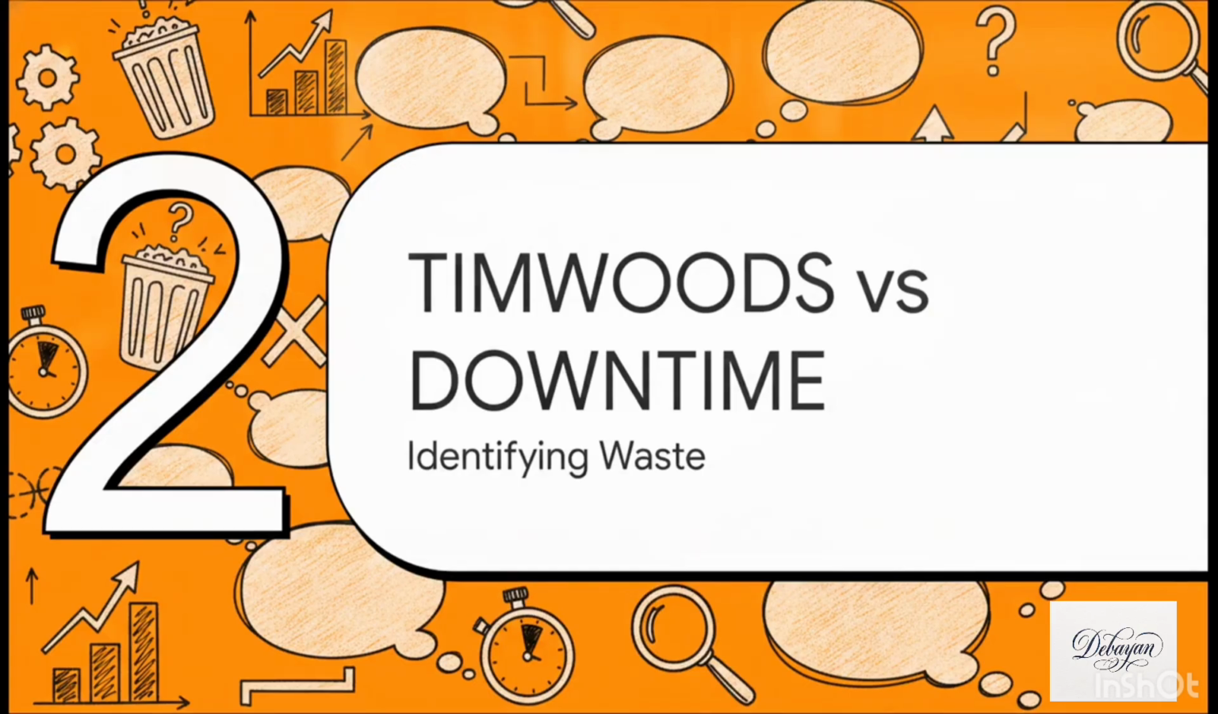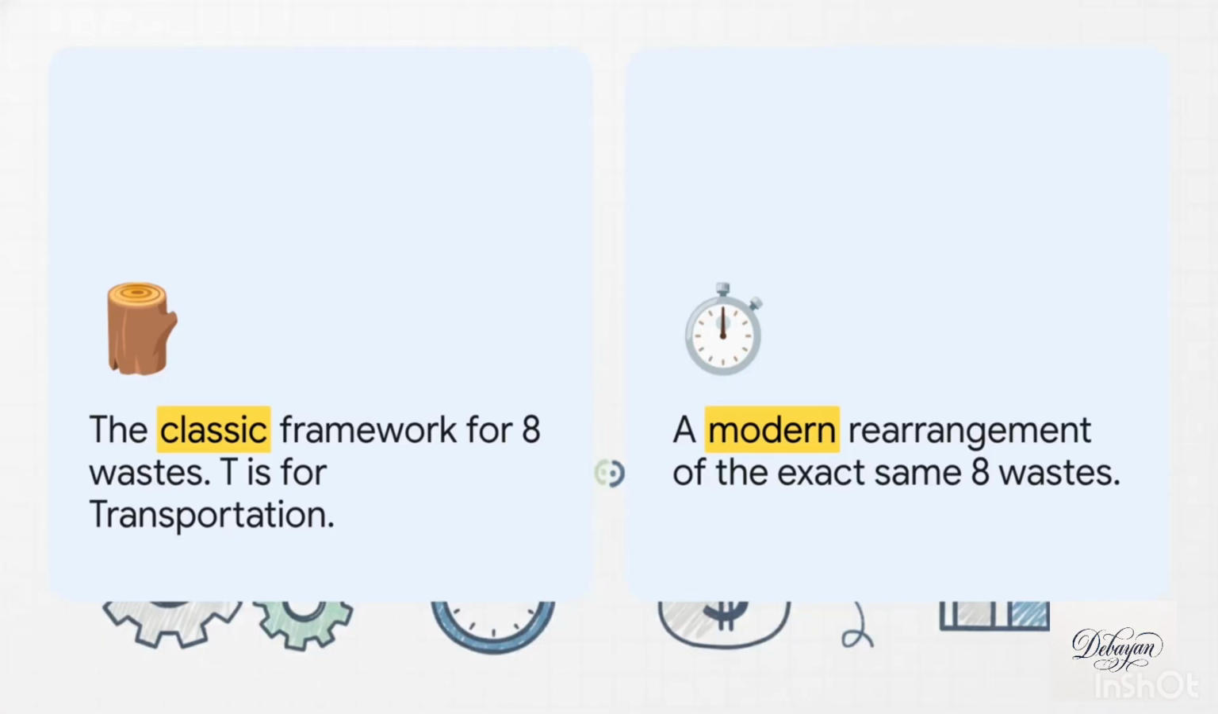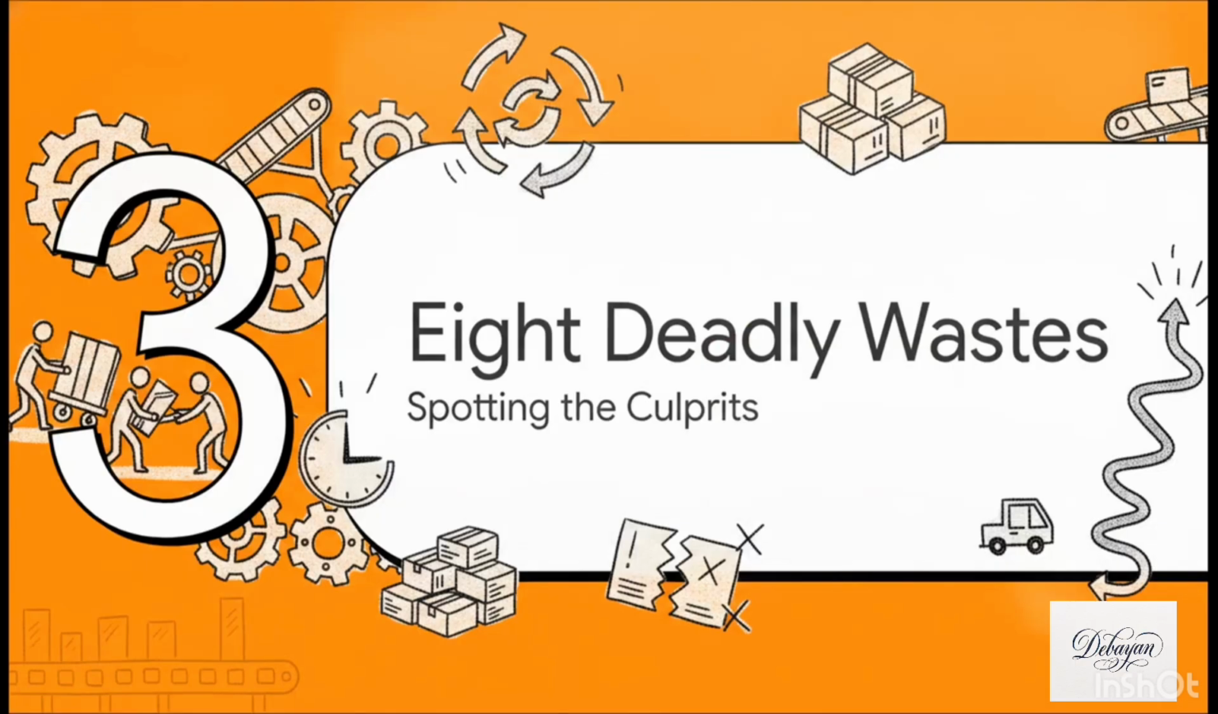Section 2. TIMWOODS and DOWNTIME explained. So how do we systematically identify that 85% of processes that are bogged down by waste? Well, experts use 2 core frameworks. The classic framework for identifying waste is the acronym TIMWOODS, but a more modern arrangement you might hear is the acronym DOWNTIME. And as you can see, they map to each other beautifully. They are literally the exact same 8 profit-killing culprits just shuffled around so you can use whichever acronym is easiest for you to remember.